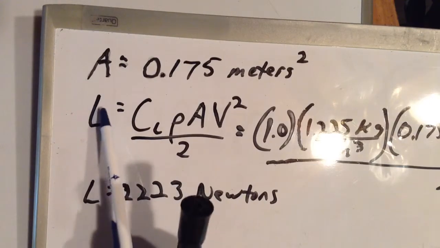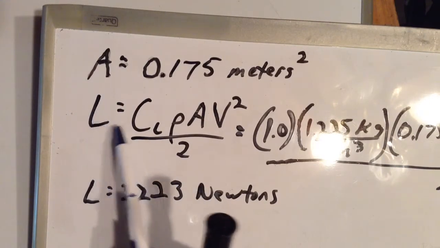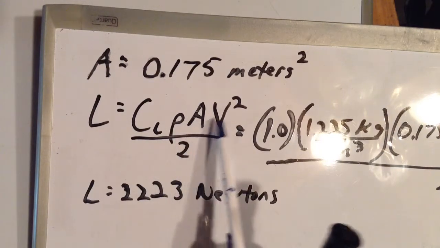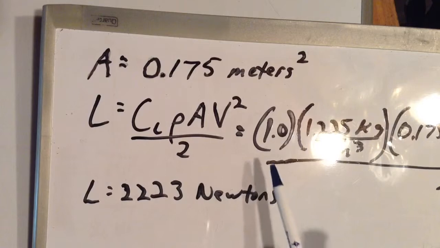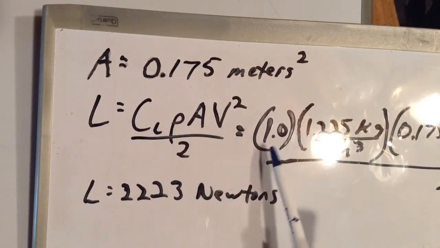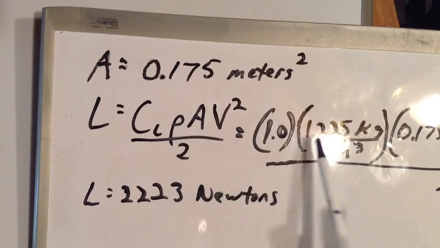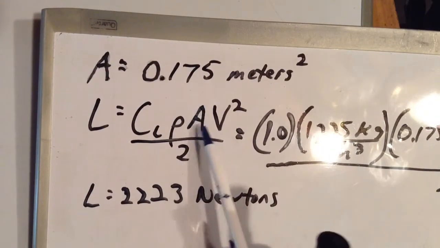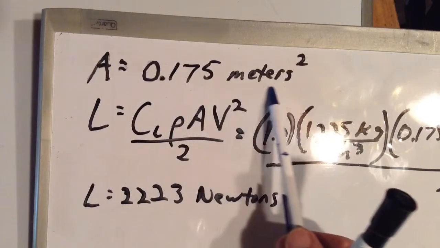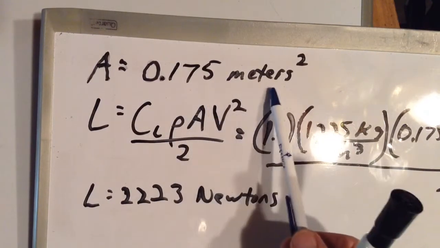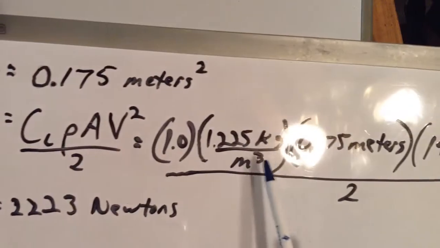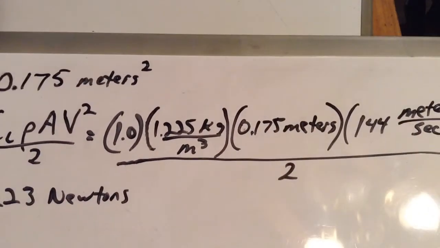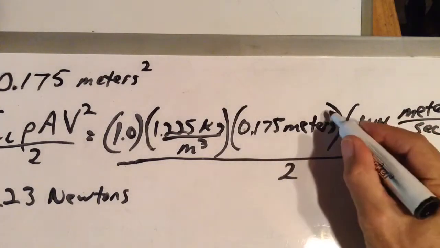So the thrust of the propeller, or the lift, whatever you want to call it, is going to equal coefficient of lift times air density times the area times velocity squared over 2. We were plugging and chugging. Coefficient of lift is 1.0. The air density is 1.225 kilograms per cubic meter. The propeller's area, plainly written right in front of me, is 0.175 meters squared. And I wrote down 0.175 meters. So I should have put a little squared right there.